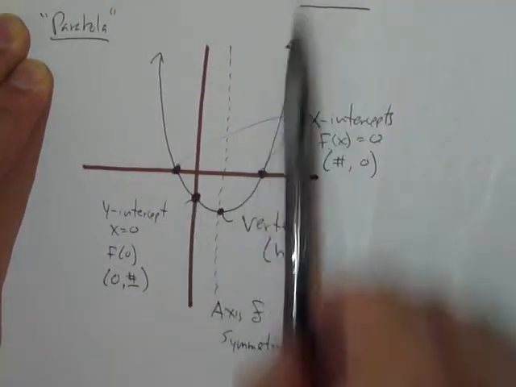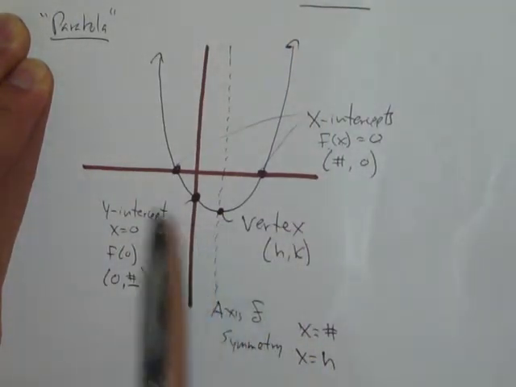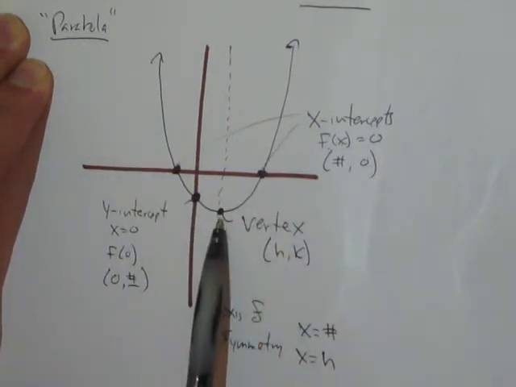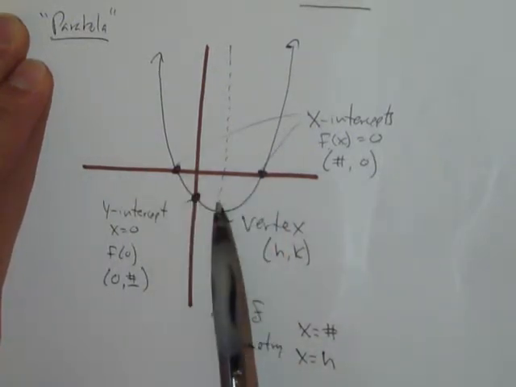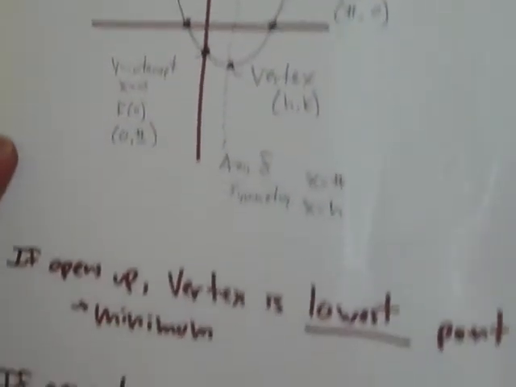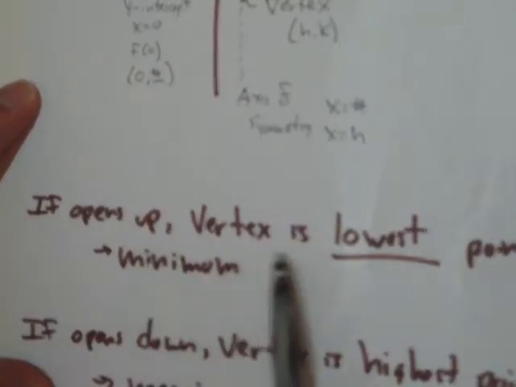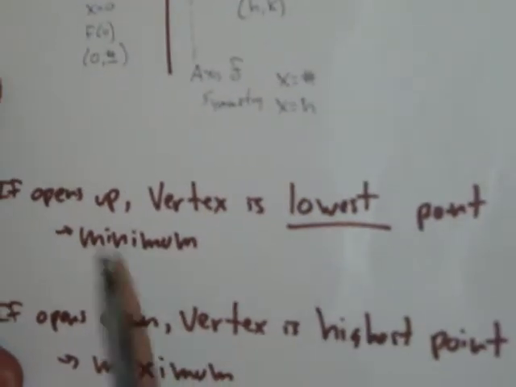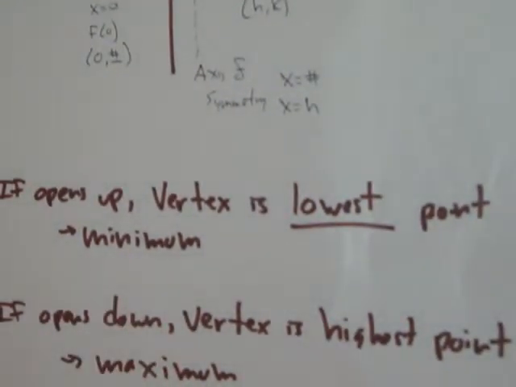And so when it opens up, the vertex, notice, is the lowest point on the parabola. If the parabola opens up, the vertex is the lowest point, so it's a minimum. The vertex is a minimum if the parabola opens up.